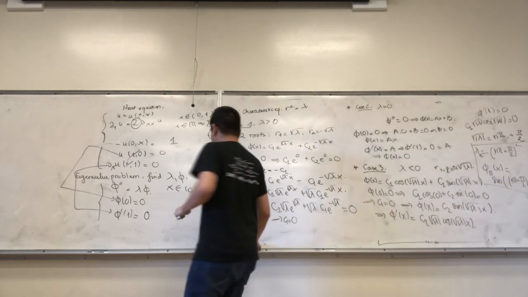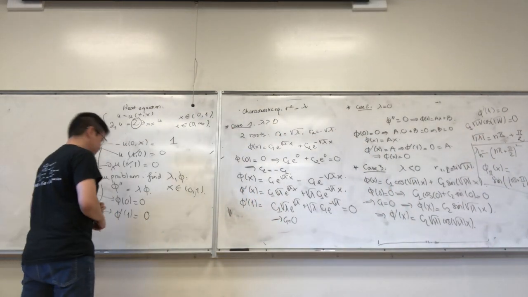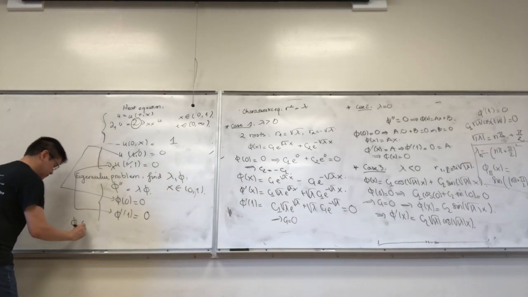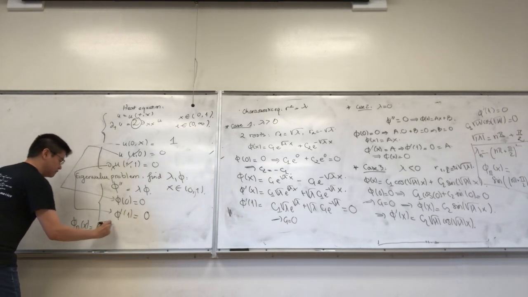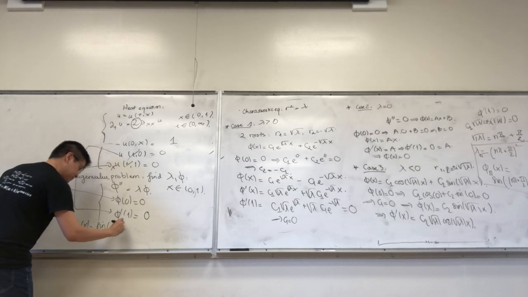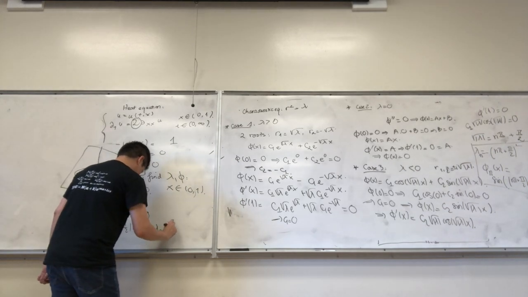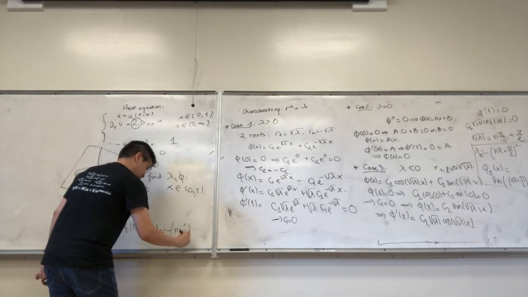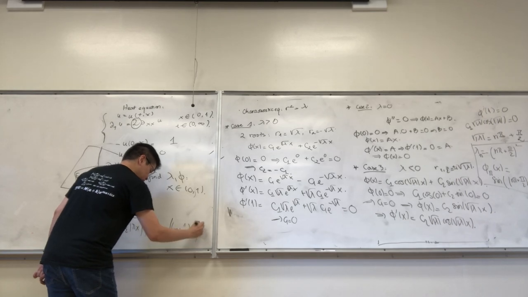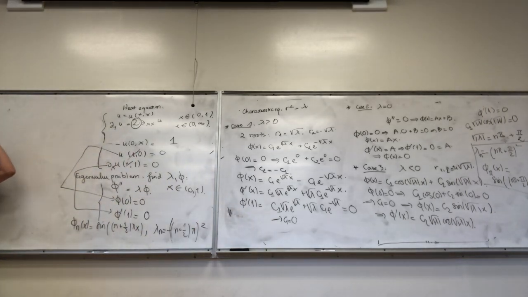So here I can conclude that phi n of x will be sine of (n plus 1/2) pi x, and then lambda n will be minus (n plus 1/2) pi squared. Right? So this is the eigenfunction and this is the eigenvalue. The process by which you find the eigenvalue and the eigenfunctions is standard. Now you have the basis, right?